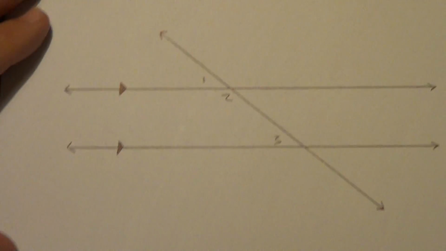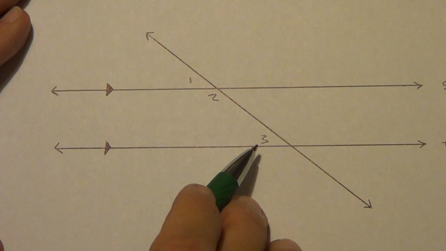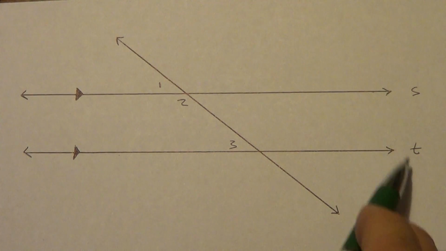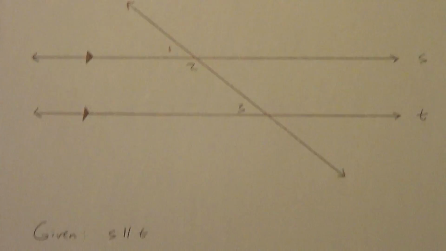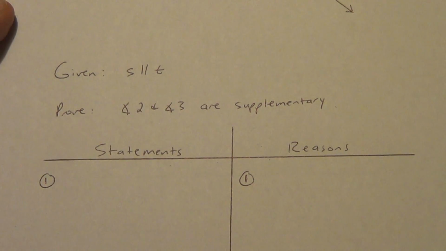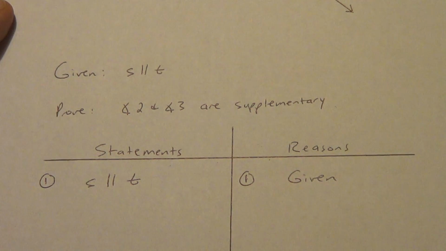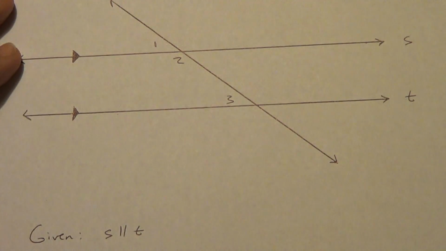All right, here we go. So what my picture looks like, we're going to be focusing on 2 and 3. They're the ones we want to prove are supplementary. I've got parallel lines again. This time I called them S and T. Copy the picture down. Get ready to do this proof. So S is parallel to T is my given. We're going to try to prove that 2 and 3 are supplementary.